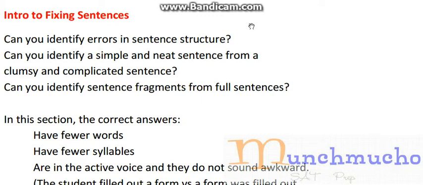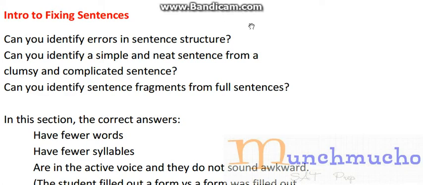Essentially, what this section tests is three things. First, can you identify errors in sentence structure? In other words, can you identify mistakes that have been made in the way that the sentence parts have been put together? The second thing that it tests is if you can identify a simple and neat sentence from a clumsy and complicated sentence. Do you have an eye for finding elegant words, elegant sentences? And finally, can you identify sentence fragments from full sentences?